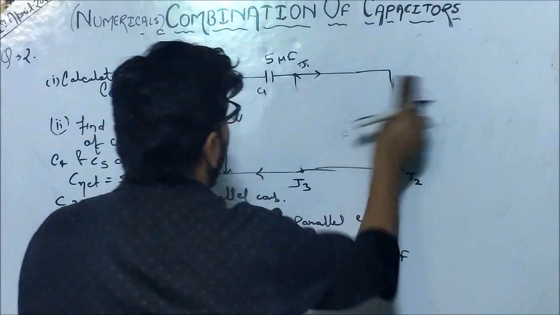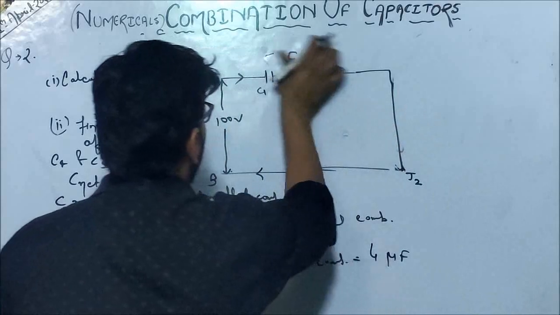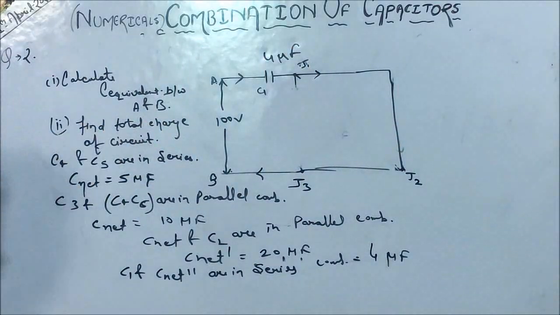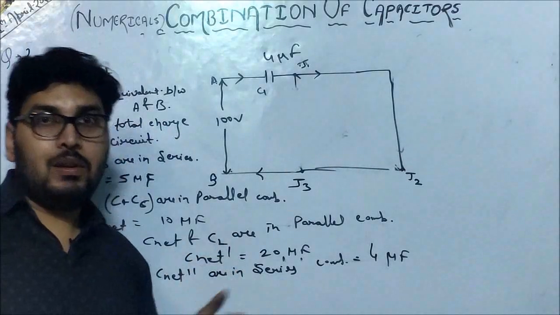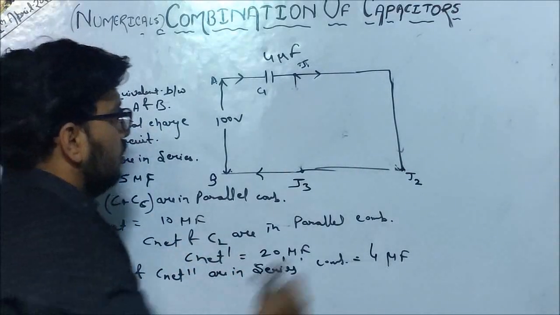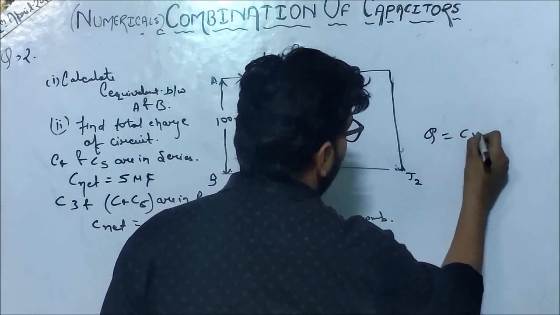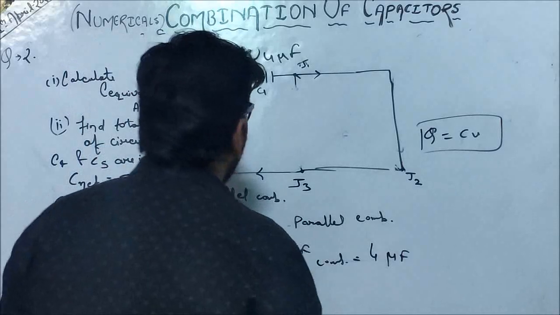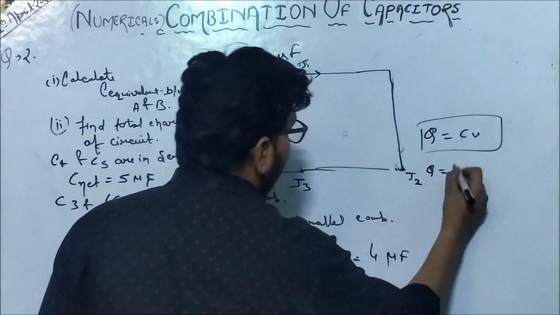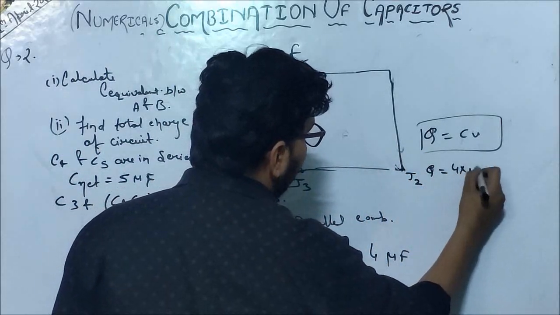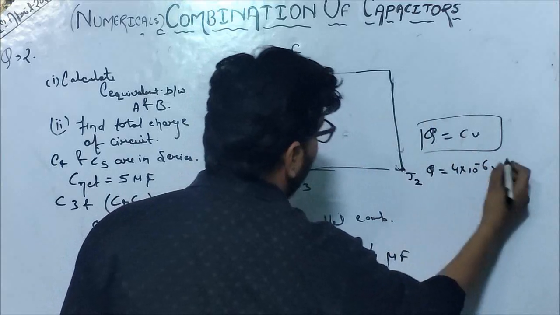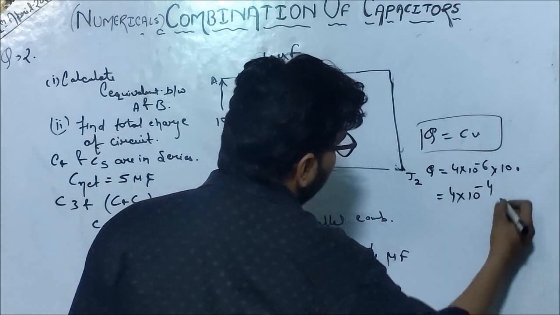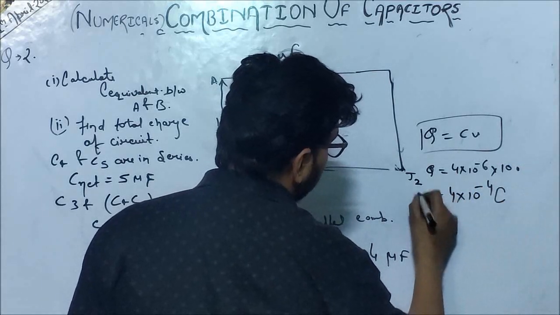Now we are left with only one capacitor, that is 4 microfarad. Now find the total charge of the circuit. I am going to calculate the total charge of the circuit. So we know that Q is equal to CV. This is the very versatile relation. You have to remember this. So Q, I will find. C is 4 microfarad, means 10 to the power minus 6, and V is 100 volt. So the answer will be 4 into 10 to the power minus 4 coulomb.